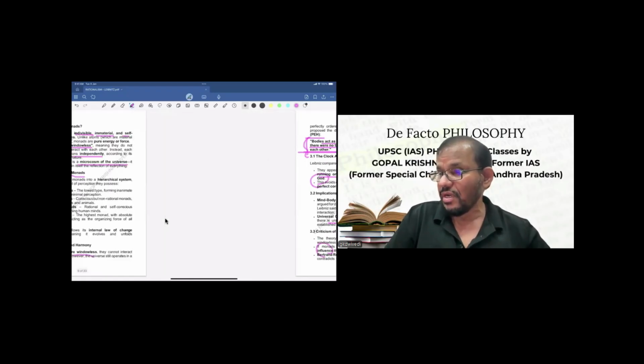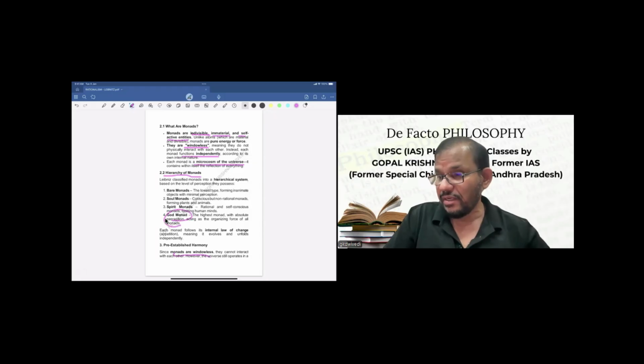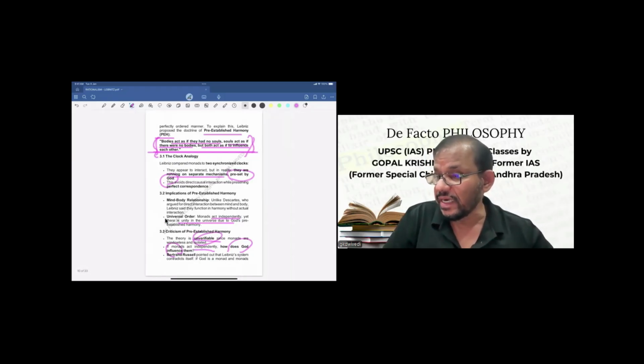Because if you know, God is already a monad. So if he says that one monad is not affecting other, but God is a monad and still he is affecting all other monads or establishing pre-established harmony, so this is again a very, very contradictory thing which is being raised.